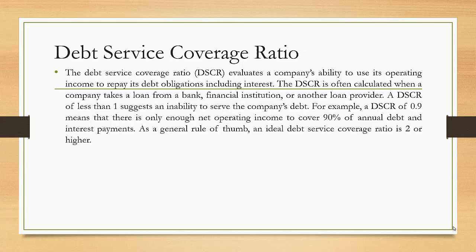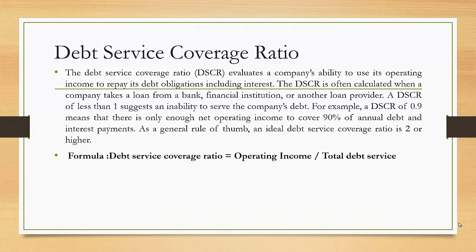For example, a debt service coverage ratio of 0.9 means that there is only enough net operating income to cover 90% of annual debt and interest payments. As a general rule of thumb, an ideal debt service coverage ratio is 2 or higher.